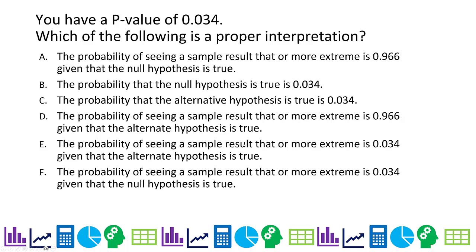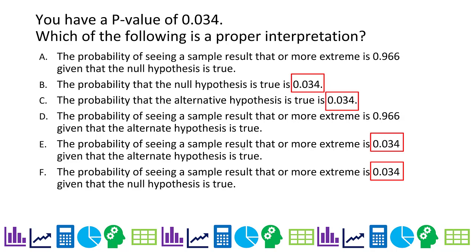Okay, so let's go ahead and start on your review. You have a p-value of 0.034. Which of the following is a proper interpretation? Well, what is 0.034? So we probably should be using that number in our answer. Now, I know your review sheet doesn't have multiple choice, but I wanted to let you see some of the options and forms of answers that I've seen.